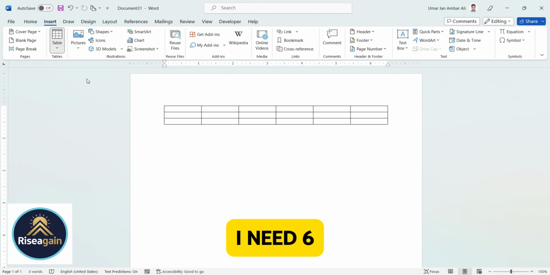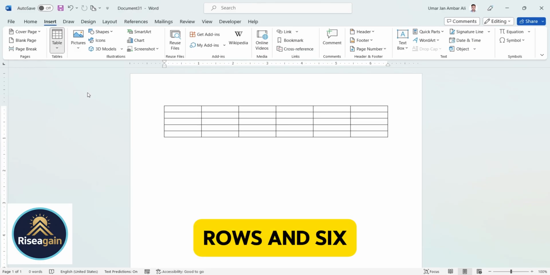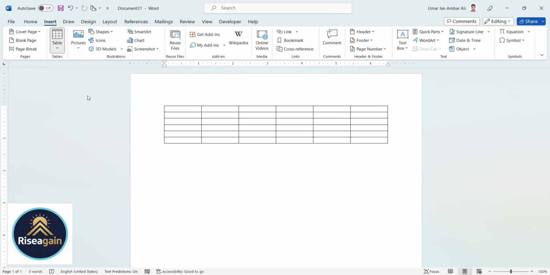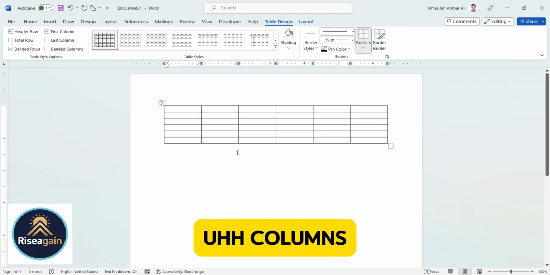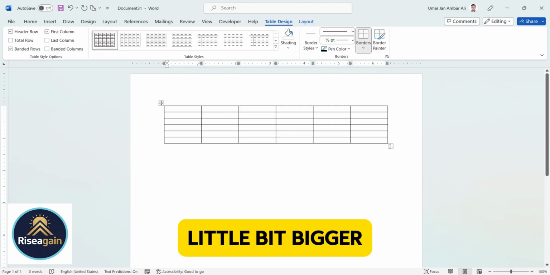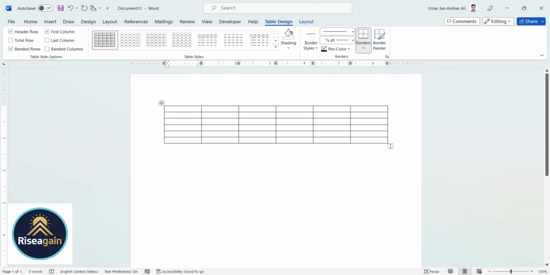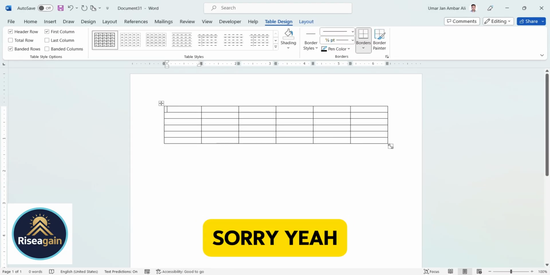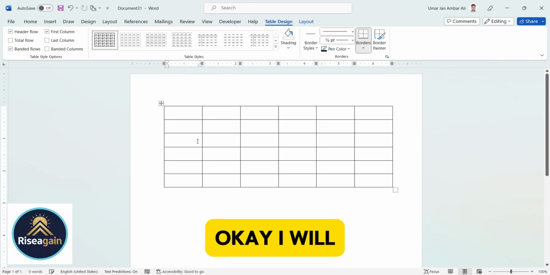I need 6 rows and 6 columns. I'll make it a little bit bigger. Okay, so from here we will start.